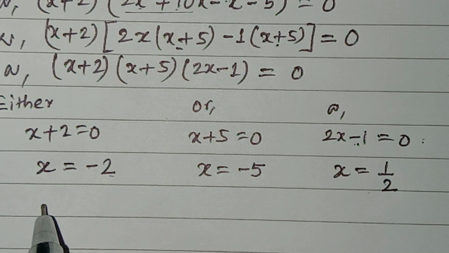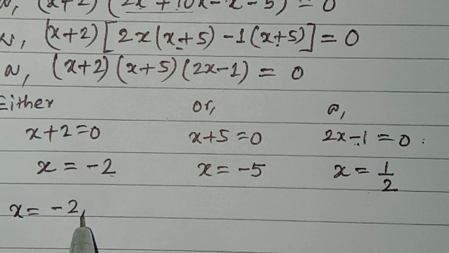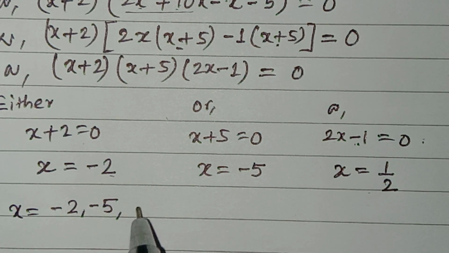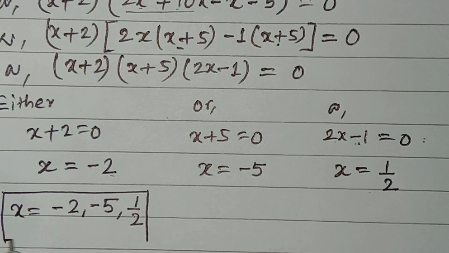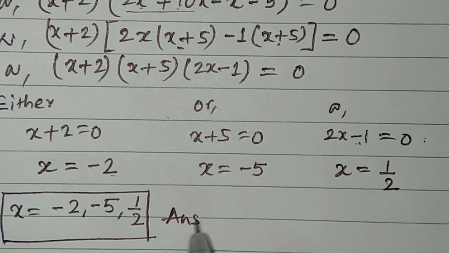Therefore, I'm going to write x is equal to minus 2 comma minus 5 comma 1 by 2. This is my answer.